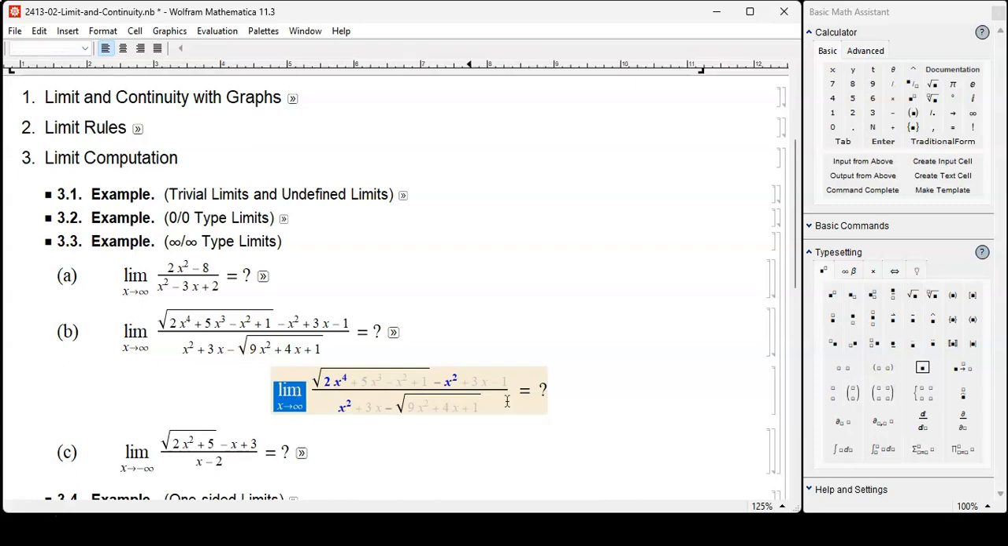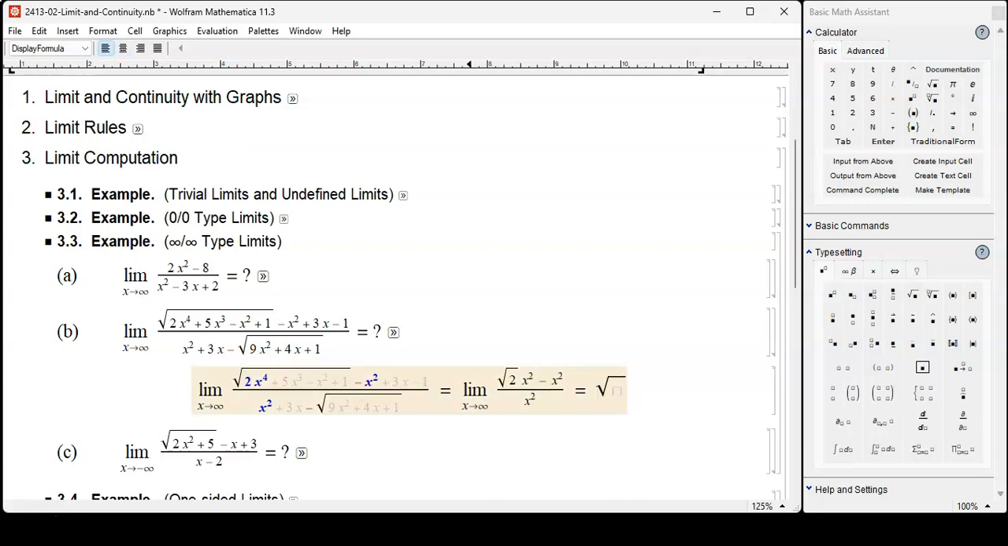If you do that, then you're going to get this computation. Square root of 2 x squared, and then x squared, and then x squared. All good? What's the answer? Cross out, cross out, cross out, and square root of 2.